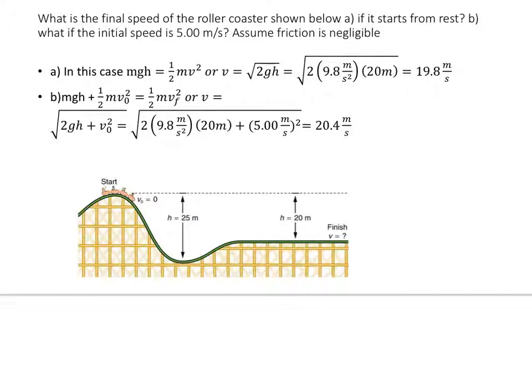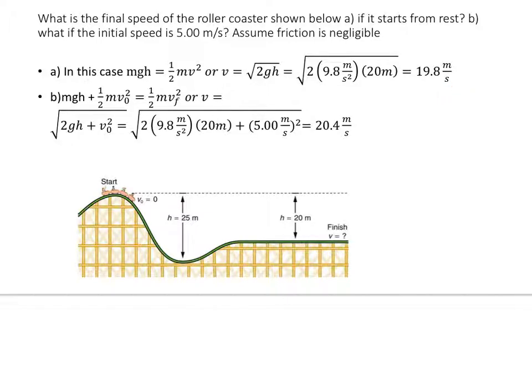Okay, so what we're going to do is set the mgh, the amount of potential energy it loses, equal to the amount of kinetic energy it gained, in this case 1/2 mv squared. And we're going to solve for the velocity. Now notice that the masses here are going to cancel, so v is equal to the square root of 2gh, so it's going to be 2 times 9.8 times 20 meters, because that's going to be the height difference. And so ultimately then, the roller coaster has a speed of 19.8 meters per second.